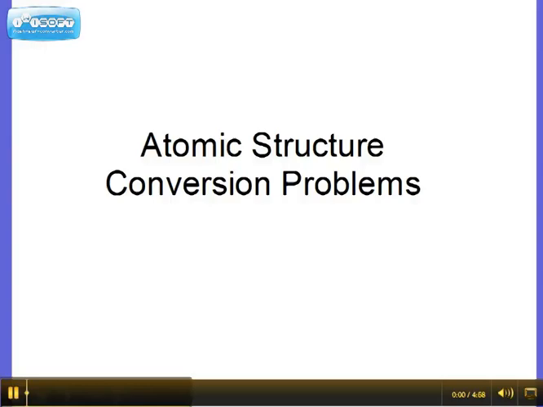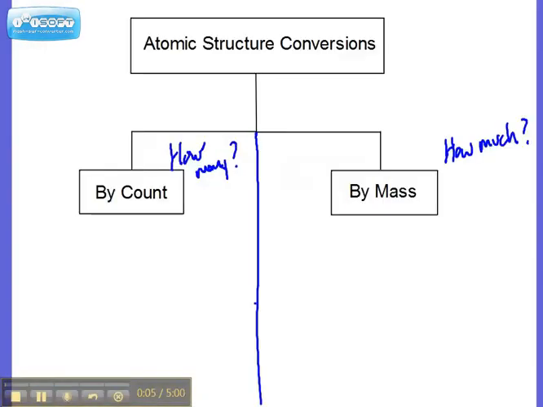Atomic structure conversions are the most important types of conversions in chemistry. They're divided into two broad categories, counting and mass-related conversions. The counting conversions tend to answer the question, how many? For instance, how many carbon atoms are in a sample? The mass questions tend to address the how much question. We might want to know how massive a sample is in grams or kilograms.